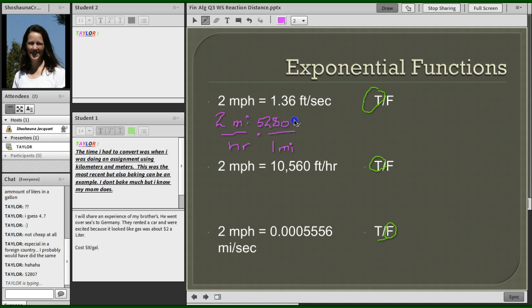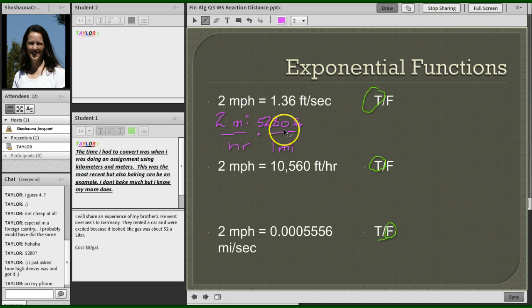And do you have a calculator handy, Tyler? Taylor? Why am I calling you Tyler? Taylor? Yeah, got it. Okay. So maybe you'll want to get it ready.